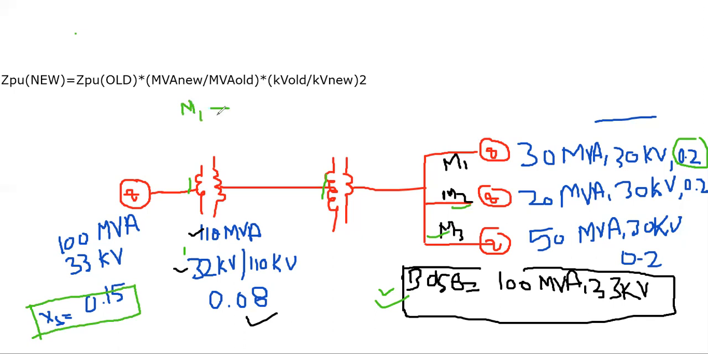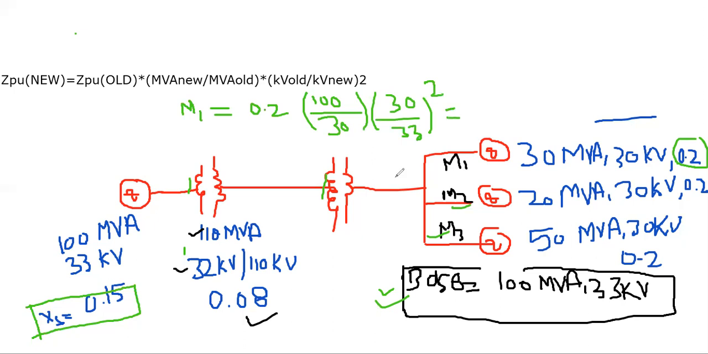If we talk about motor one, for motor one Z per unit old is how much? It is 0.2. MVA new is how much? MVA new is nothing but 100. And MVA old is how much? It is 30 MVA. And kV old is how much? kV old is 30 kV. And kV new is how much? It is 33 kV. Okay, this is for motor one. We will calculate this value.